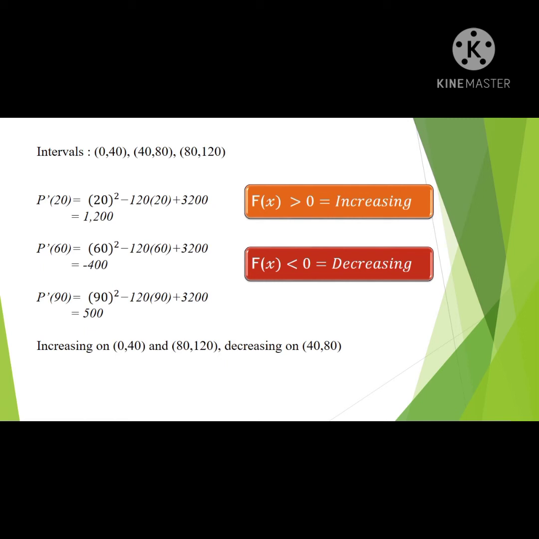And there are no negative units, so the lowest amount is 0. So between these intervals, we have to substitute any value in between the intervals into the first derivative. So I chose 20, 60, and 90. For 20, I got 1200. For 60, I got negative 400. And for 90, I got 500.